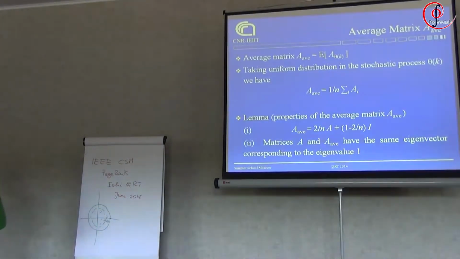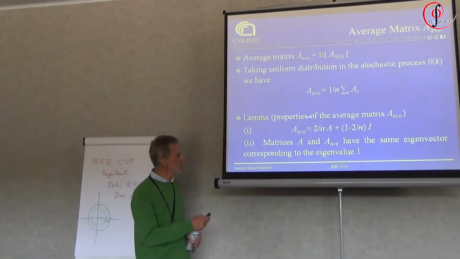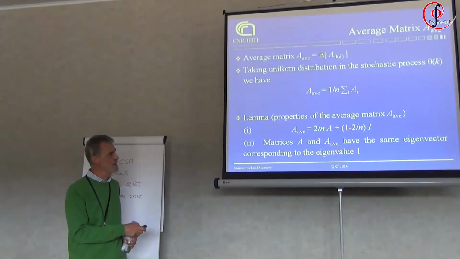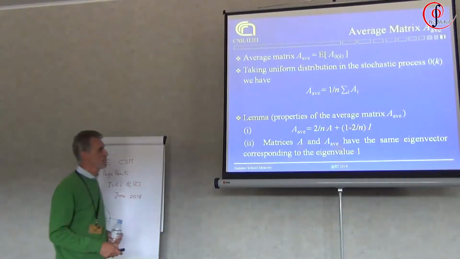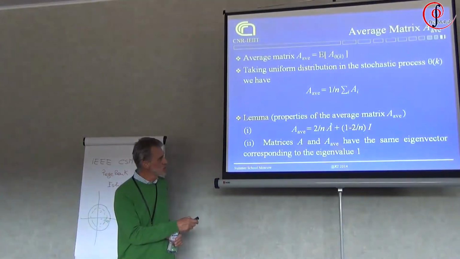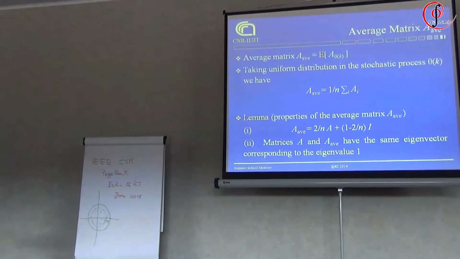So taking uniform distribution in this stochastic process, then immediately I have that A average is 1 over n of the sum of these matrices A average, because they are independent. And here there's a little property which tells us the properties of this matrix A average. Well, this matrix A average can be computed in closed form in terms of the number of pages, which is n, the hyperlink matrix A, and the identity matrix. So now, if we have a website which has lots of pages, then n is very large, that means that this goes to 0, and this goes to 0, so A average is basically the identity matrix. Okay, so that's the extreme case.